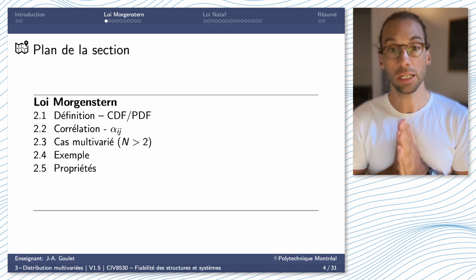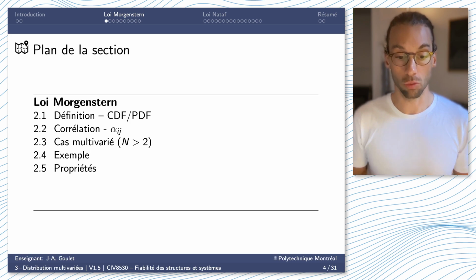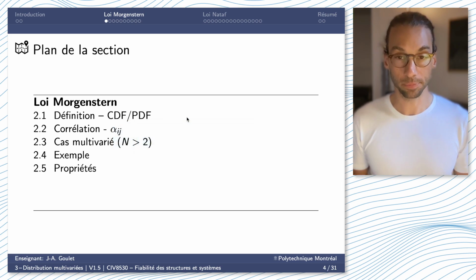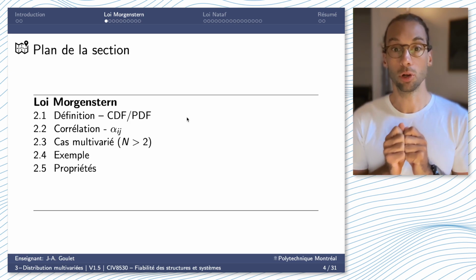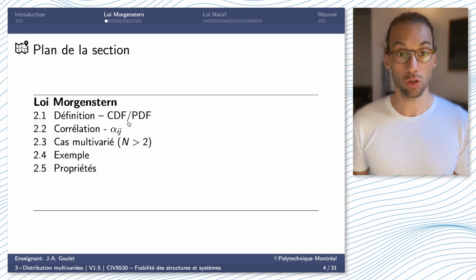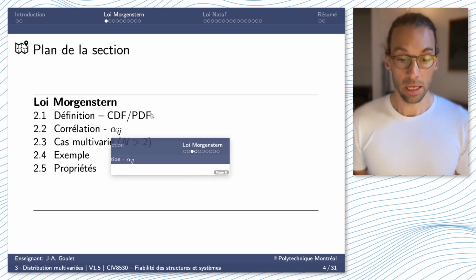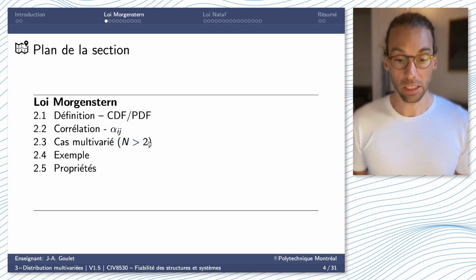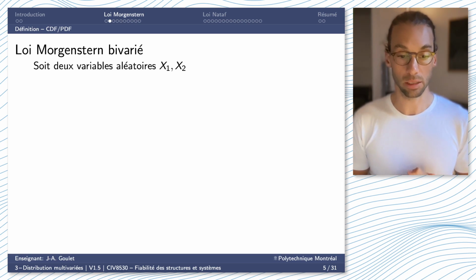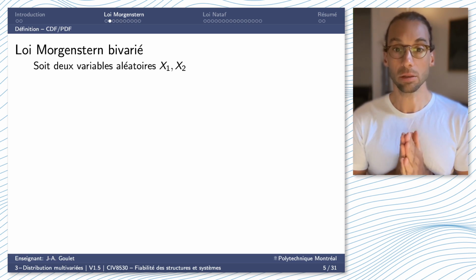So the first method we're going to see is the Morgenstern method. We're going to see how we define with the Morgenstern method both the CDF and PDF. We're going to first define the CDF and then derive the formulation for the PDF. We're going to see how from a correlation coefficient rho, we can define the parameter of the Morgenstern distribution, which is alpha ij. Then we're going to extend to the multivariate case for more than 2 dimensions, and we're going to look at example applications and the specific properties associated with the Morgenstern method. So first, let's look at a bivariate case.